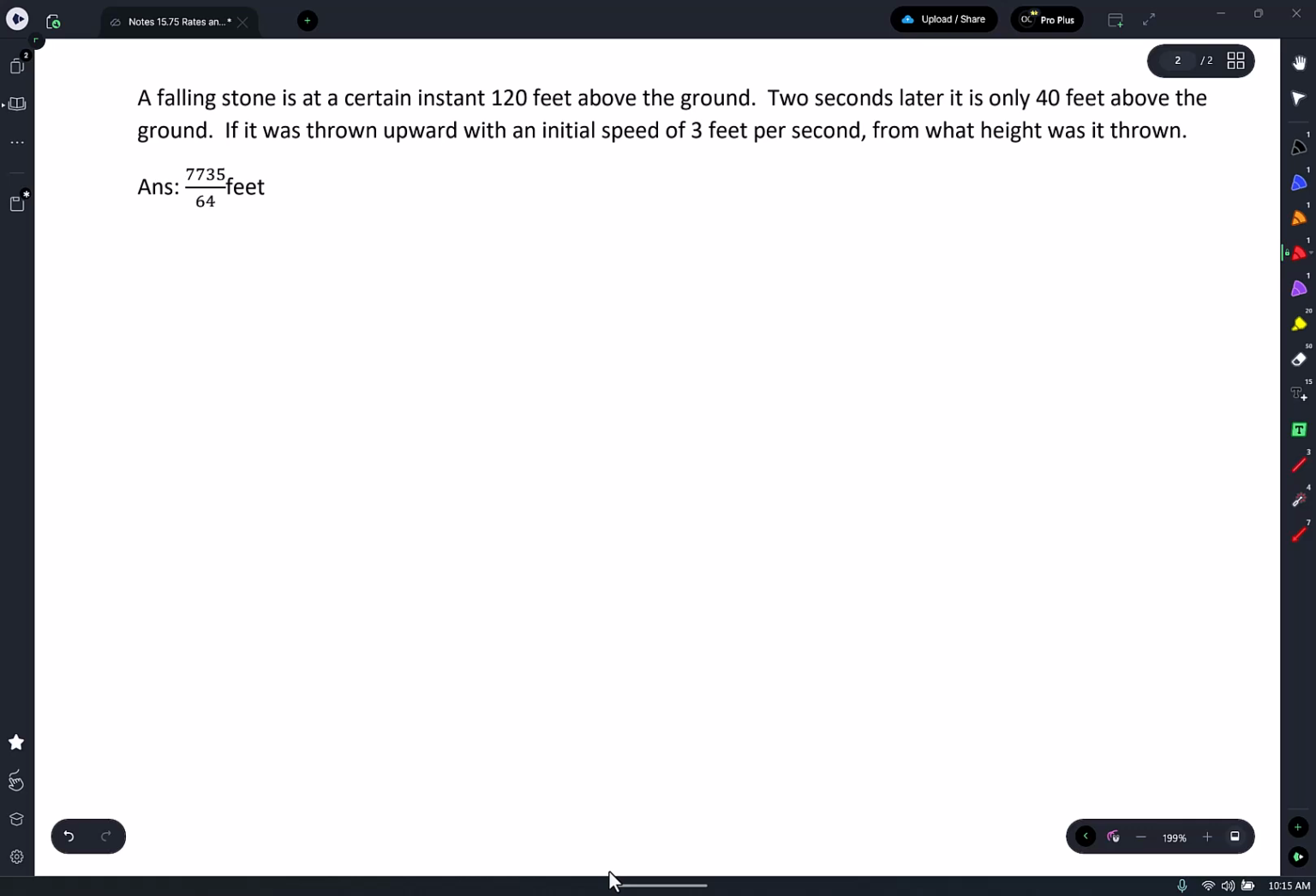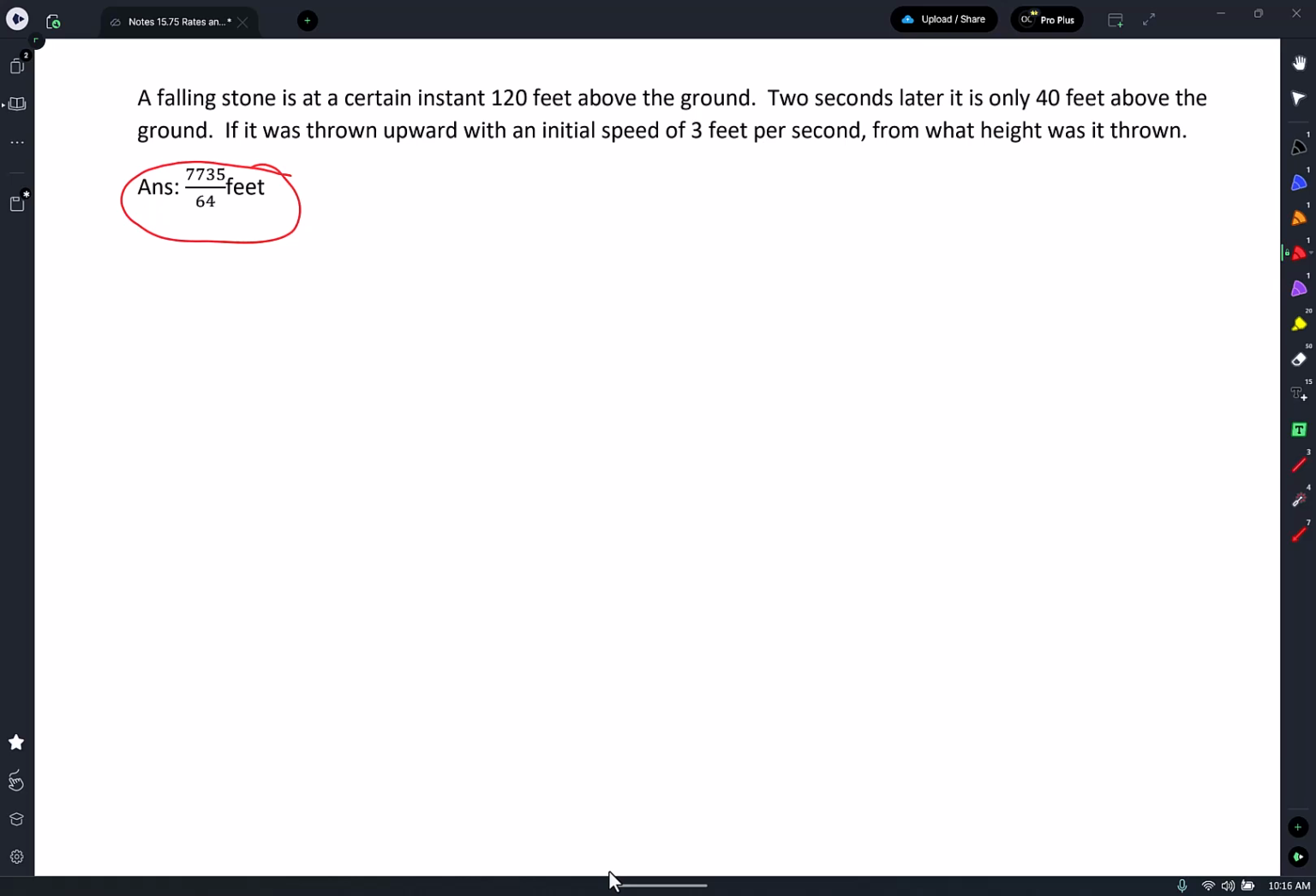Let's see. Give this question to winners, see if you can do it without calculus, with a hack. You'll see what makes it difficult. We'll show you the hack. Because this one's tough, and we've got to make sure that the answer we get is the same as that one. All right, here we go. The answer is this one. We're going to verify to see if we get that answer. A falling stone is at a certain instant 120 feet above the ground.